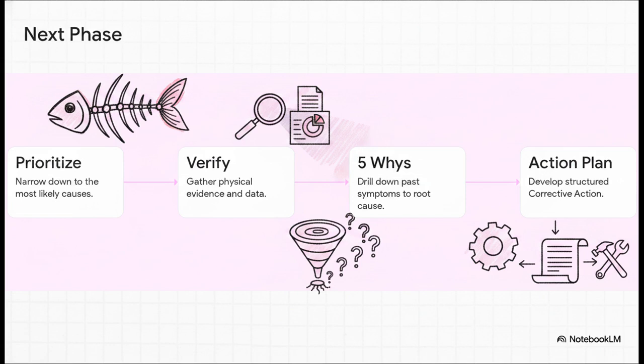We move from theory to fact by getting out into the field, pulling backlog history, or checking those condition monitoring reports. Third, once the data confirms a specific parameter, we apply the 5 whys methodology to drill down to the absolute root cause. And fourth, we develop a corrective action plan to implement a real solution. Let's zoom in on step 3 for a second, the 5 whys.